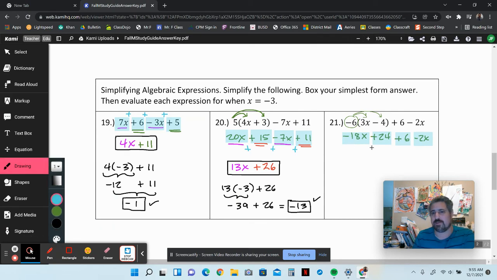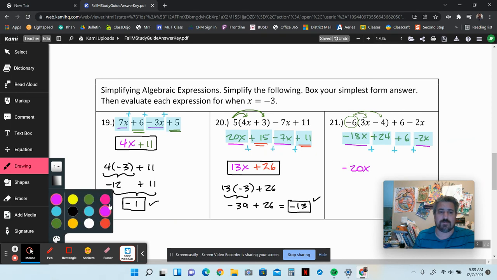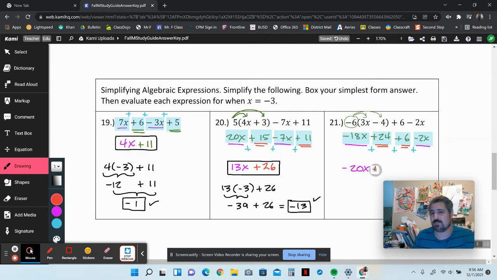All right. So what we have here is negative 18x plus 24 plus positive 6 plus negative 2x. And then, like I said, I like to combine my like terms. Like terms are the same variable to the same degree. So put your x's together, put your units together. So in this case, negative 18x plus negative 2x is how many x's? That's going to be negative 20x. Remember, when you're adding two negatives, they stay negative and you add them up. And then for the other situation here, you've got plus 24 and plus 6. What's 24 plus 6? Positive 30. So ultimately, your simplest form in this problem is going to be negative 20x plus 30.